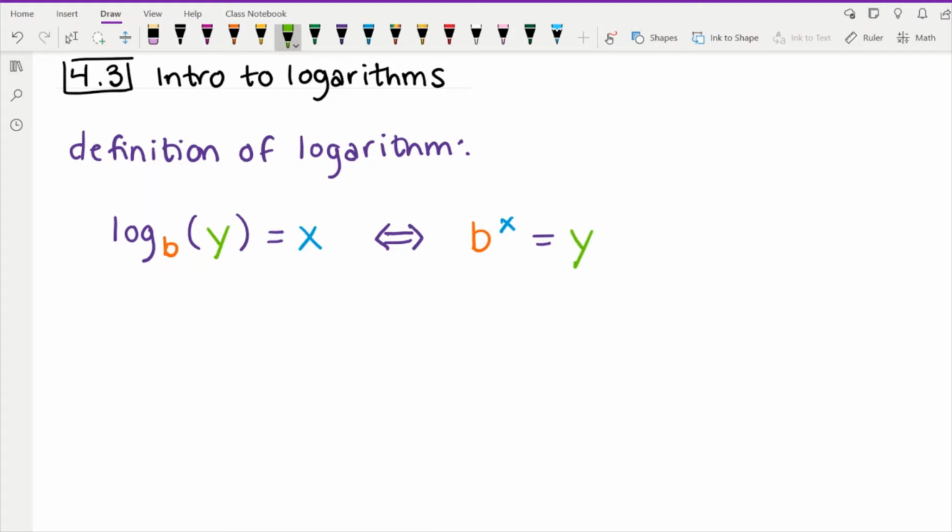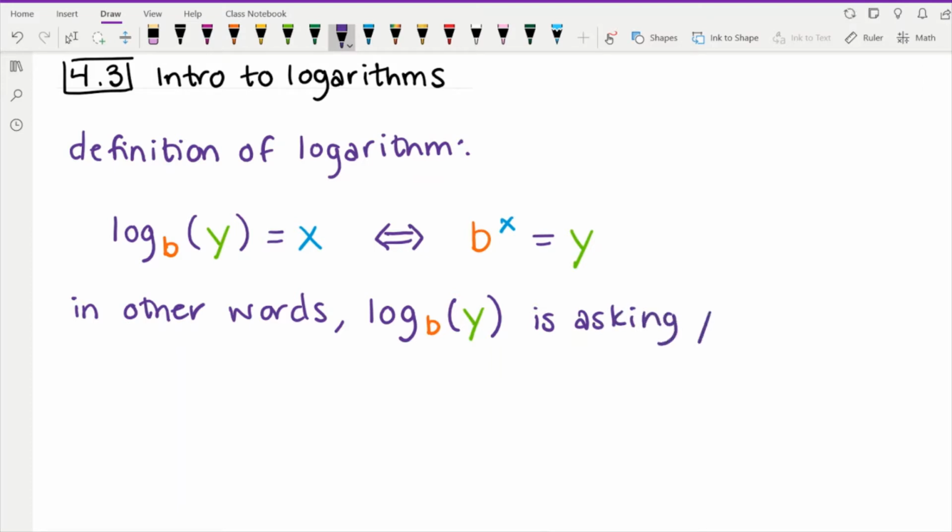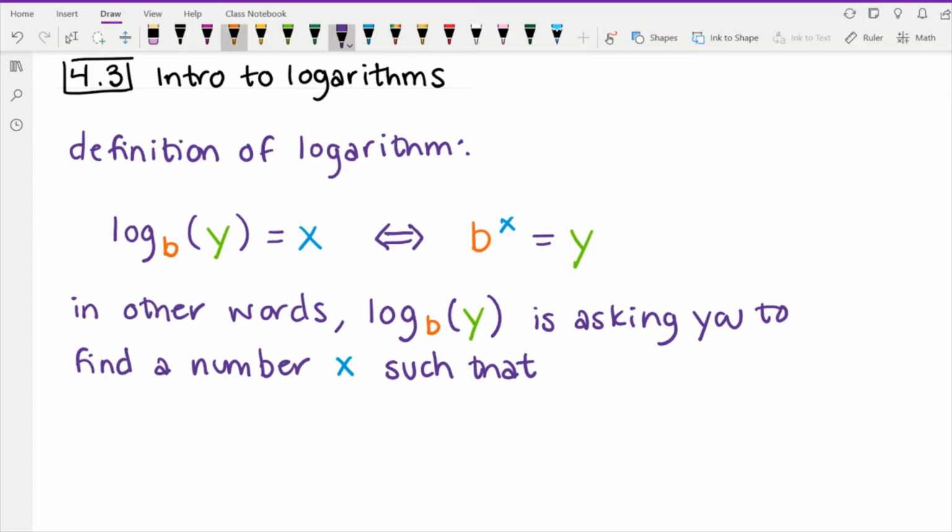arranged in different ways. So I want to give you kind of another way of thinking about this that personally is the way that I like to think about logarithms. So I like to think about logarithms as kind of asking you to work backwards, asking you a question. So if you're evaluating a log with a certain base of a certain number, what is that asking you to do? It's an operation. You have to do something to find what the answer is. And so what it's specifically asking you to do, it's asking you to find a number that's going to be your exponent. It's asking you to find a number X such that B to the X is equal to Y.